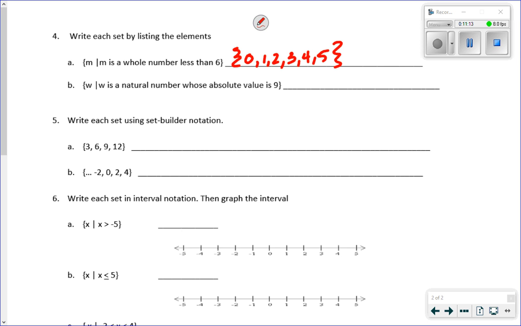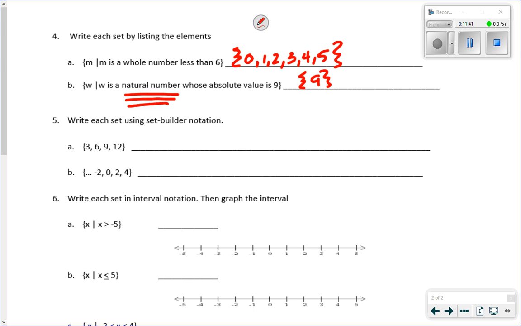Okay, part B, it says the set of all w such that w is a natural number whose absolute value is 9. So because it says natural number here, that means it's only going to include positive numbers. So my answer is only 9. On your homework, it said a real number or an integer or something, so that's why we included the negative number as well. But since it's only a natural number, it's only going to be positive.